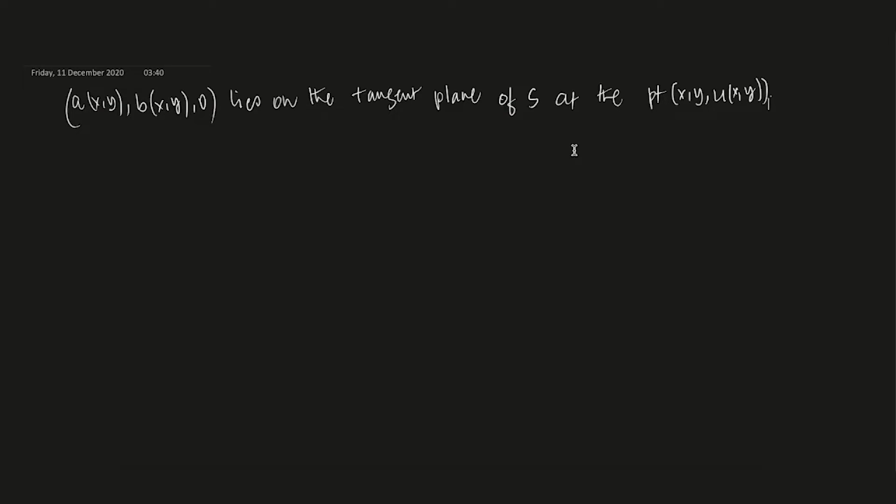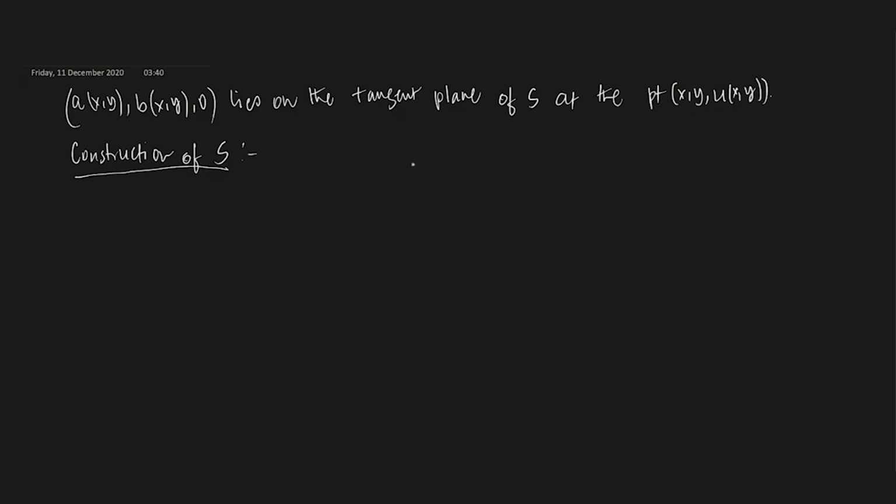Since (A, B, 0) lies on the tangent plane of S at the point (x, y, u of x, y), we can use this information to actually find what S is. S is the graph of u, and u is the unknown. So if we can somehow get to know what S is, we can extract what u is from there. Now we need the construction of S. That's our goal now. How to construct S?